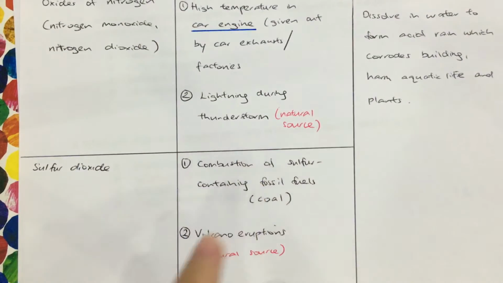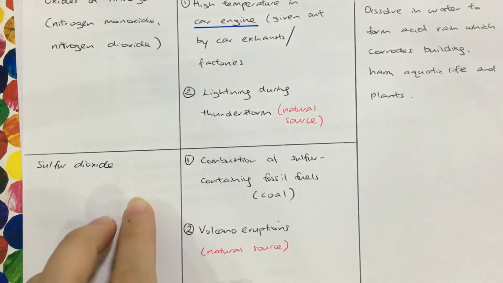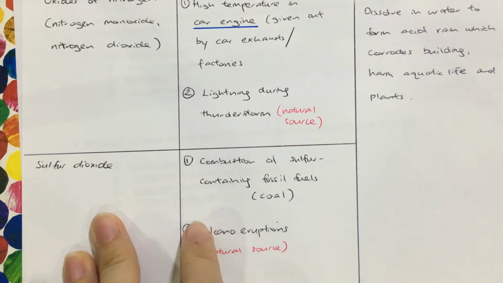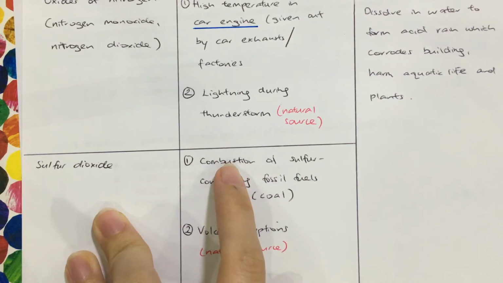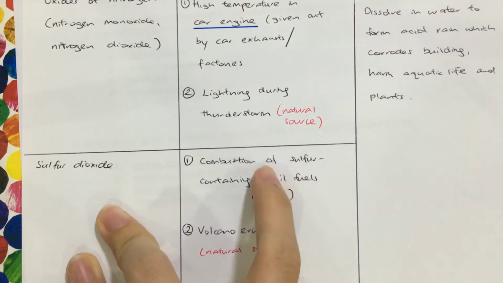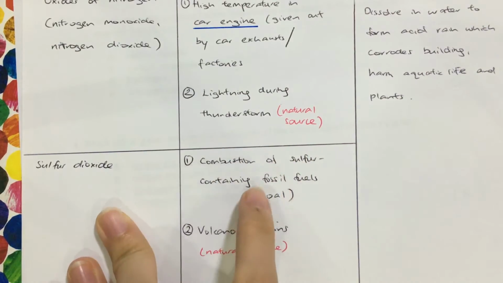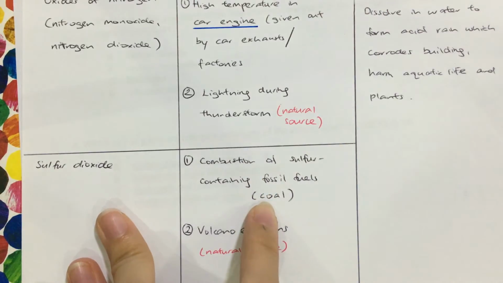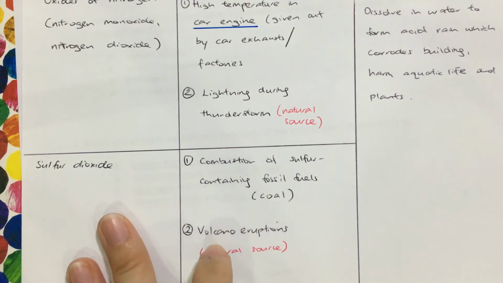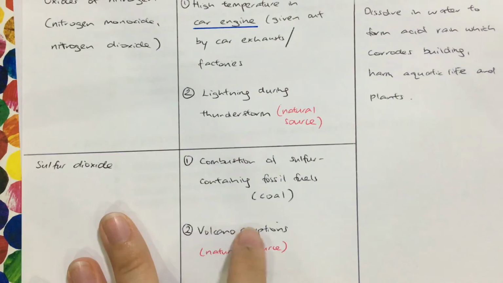Okay, next common pollutant is sulfur dioxide. So sulfur dioxide has 2 possible sources. One of it is any form of burning, where you burn any fossil fuel that contains sulfur. So fossil fuel can also be known as coal or crude oil, petroleum, any of these that has sulfur. Okay, or the other one that's also a natural source is when there is volcanic eruptions. Okay, so that is a natural source.